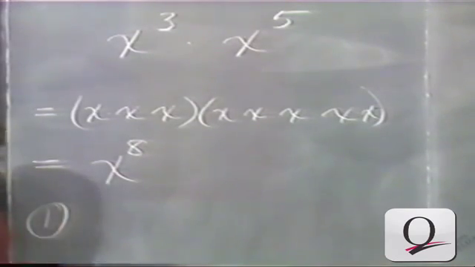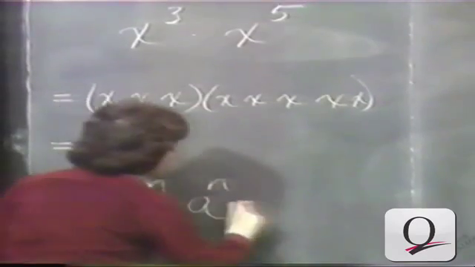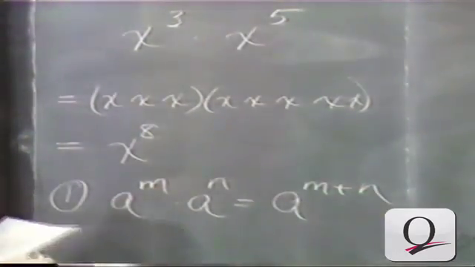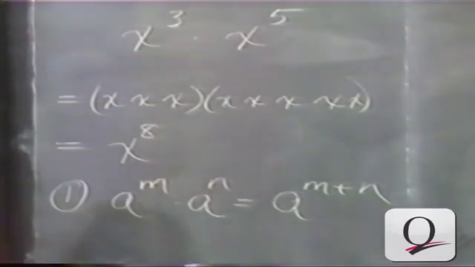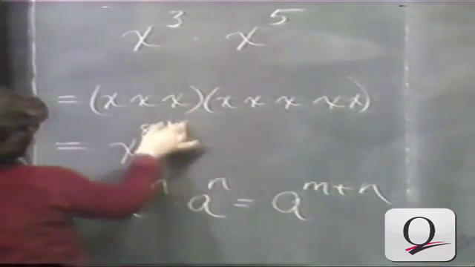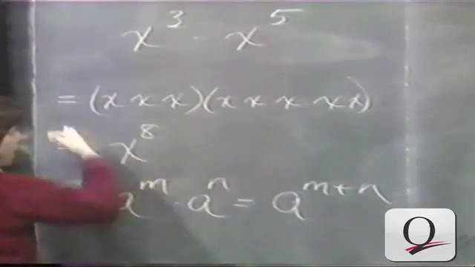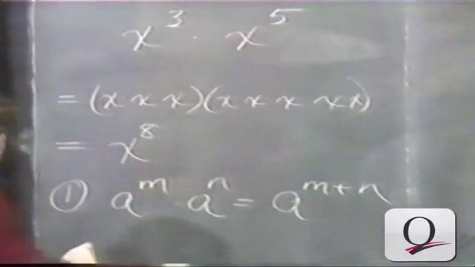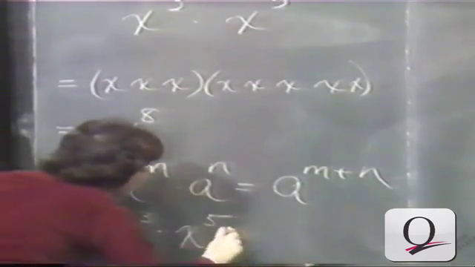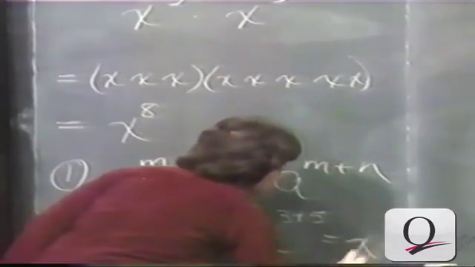Rule number 1. A to the m power times a to the n power is a to the m plus n power, where m and n are positive integers. A can be any number here. In other words, instead of actually writing down x as a factor 3 times and 5 times and counting it up, we can say x to the third power times x to the fifth power is x to the 3 plus 5 power, or x to the 8th power.